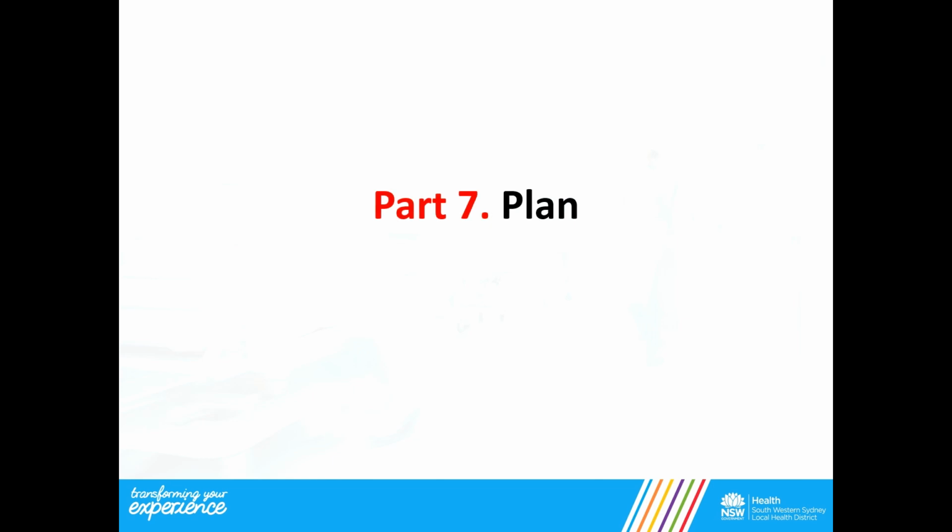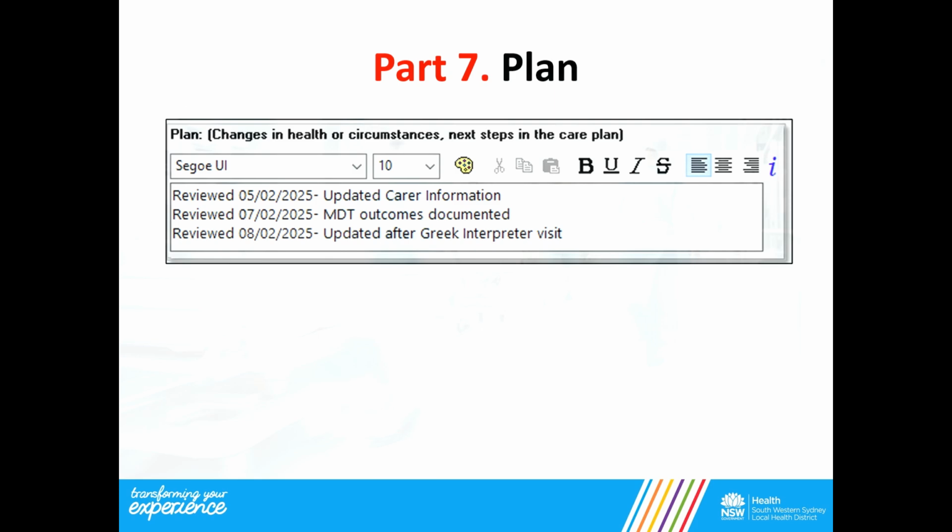The final part, part 7, plan. Alrighty, this final section of the comprehensive care plan is where the multidisciplinary team document their review of the care plan. Initially, when a patient is admitted, the nurses can populate the plan. So just think about when you usually get your patients to come up from ED or another ward, there will be a plan from the medical team or the emergency doctor, hopefully. And then you can use your clinical judgment about what needs to go into the plan.